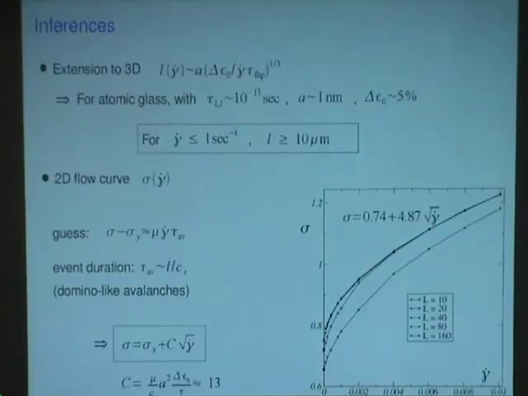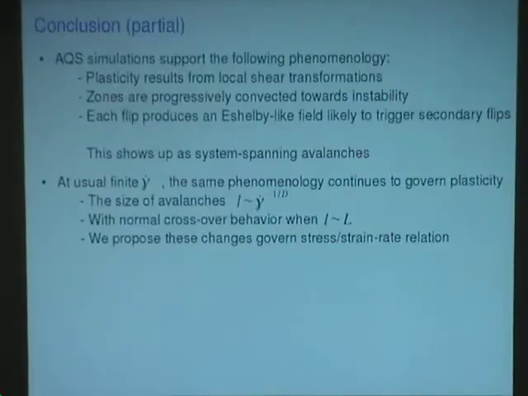Okay, so just to conclude on this, there is a phenomenology coming from AQS simulations. And what we see at finite strain rate is that essentially we now have the effect of noise signals, which will cut off the correlation length, but will determine a length scale which varies like this, with a very normal crossover behavior.